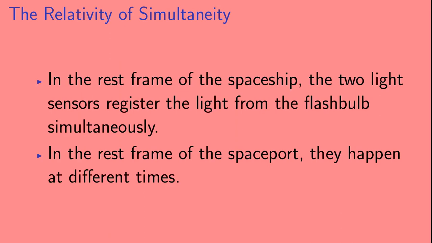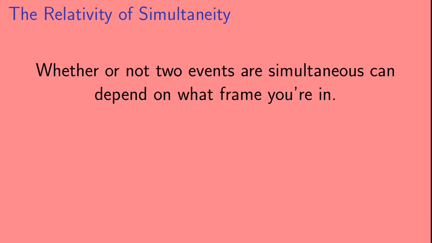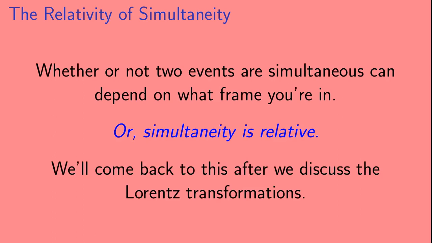Okay, so now we've looked at this same situation in two different inertial frames. In the rest frame of the spaceship, the two light sensors register the light from the flashbulb simultaneously. In the rest frame of the spaceport, they happen at different times. So whether or not two events are simultaneous can depend on what frame you're in. Or, in other words, simultaneity is relative. We'll come back to the relativity of simultaneity after we discuss the Lorentz transformations.